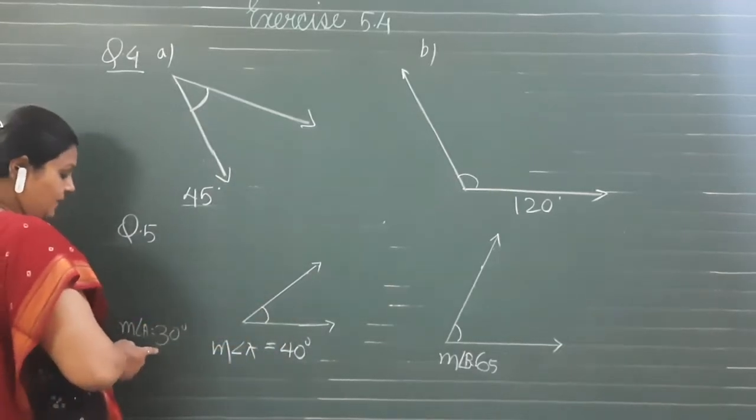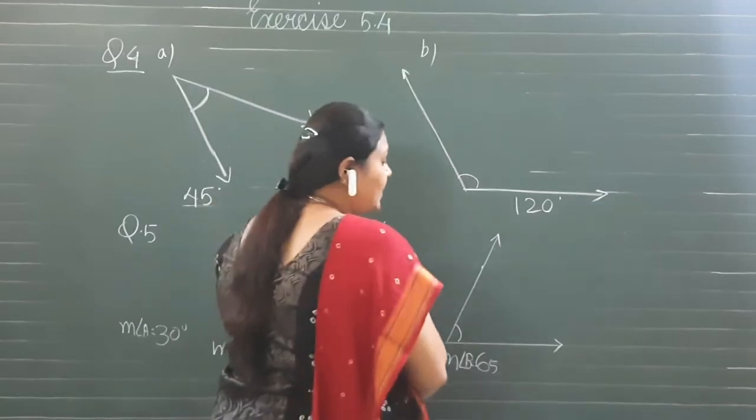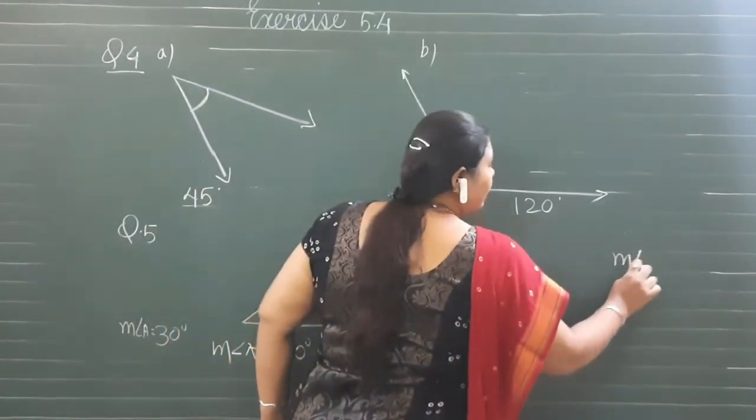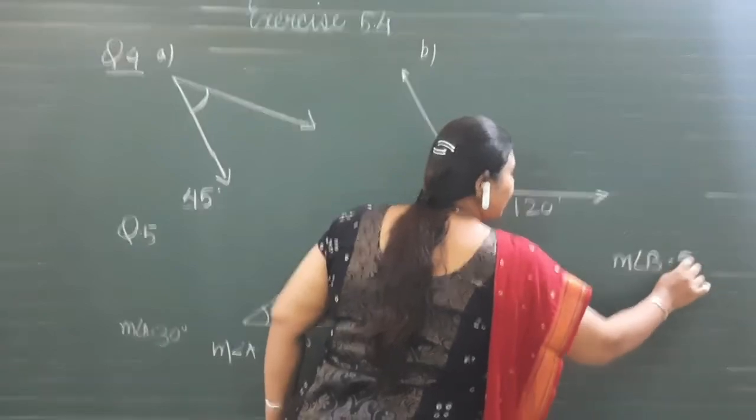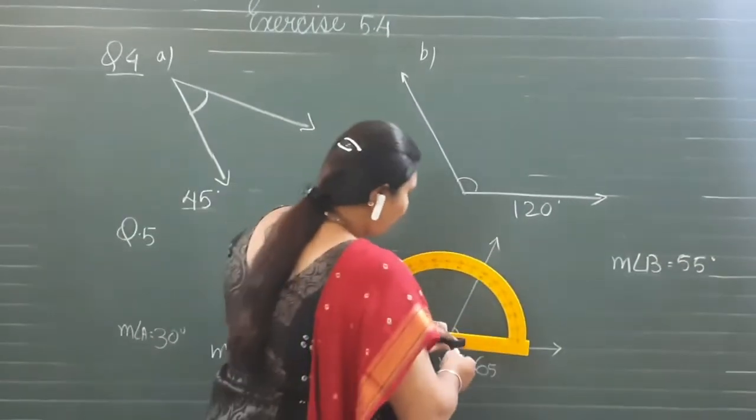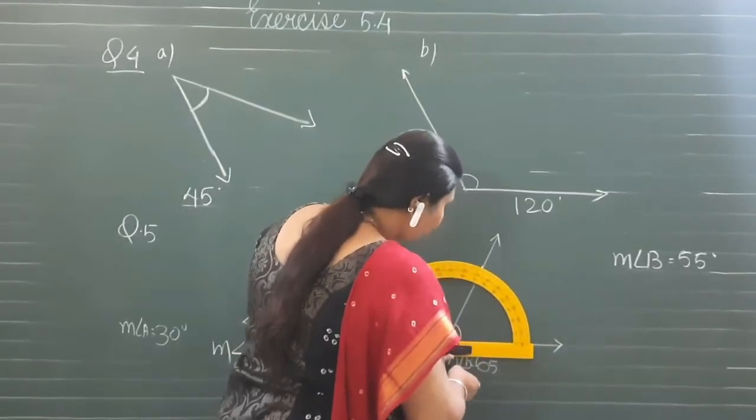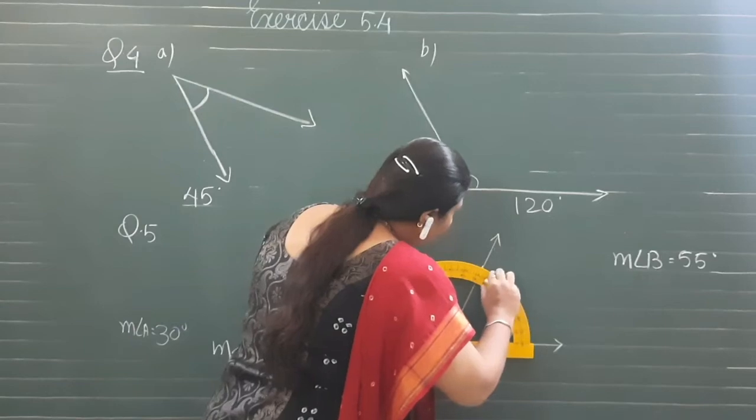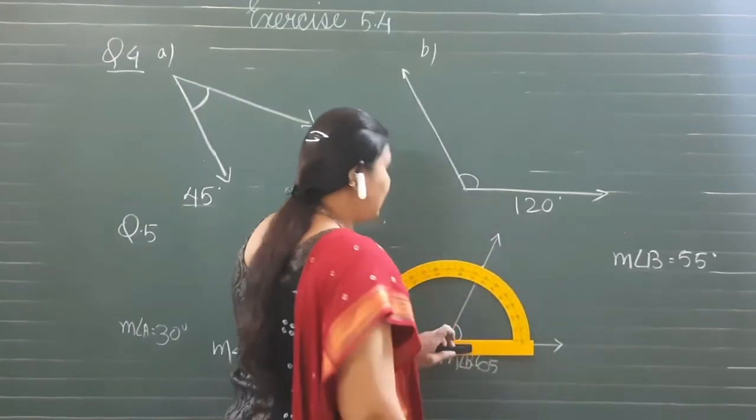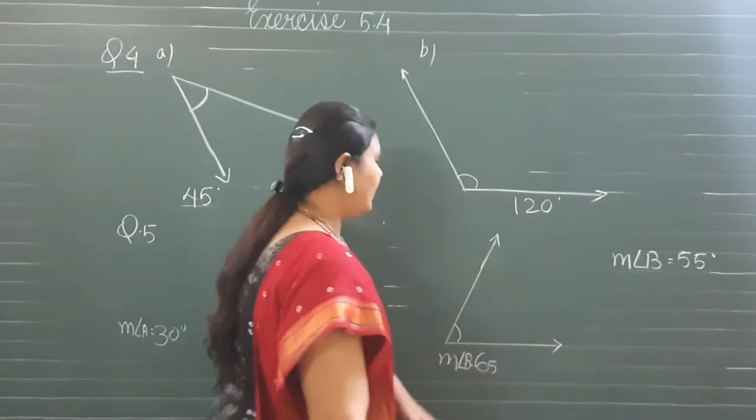We have estimated 30 degree. Now same, the measure of B. First we will estimate. It will be of 55 degree. Now let us measure. We'll keep it on the vertex. It passes between 70 to 60. So the measure of this angle is 65 degree.